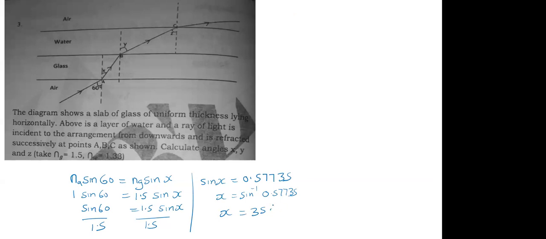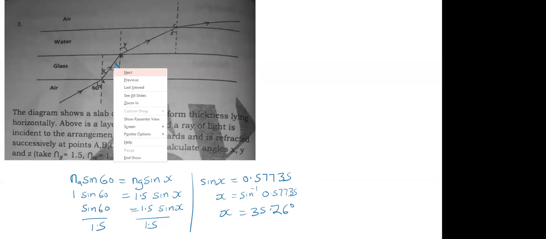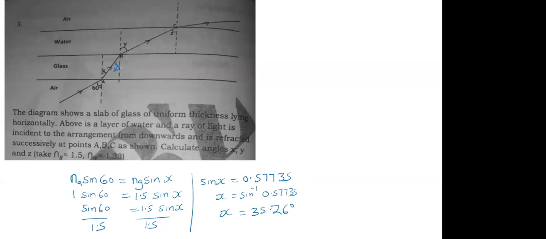Okay, 35.26 degrees. Now, after obtaining your x, you're going to notice that x and the angle you have here are alternate angles, meaning that here you have 35.26. So you're going to use this boundary of glass and water to find y. So let's find y.